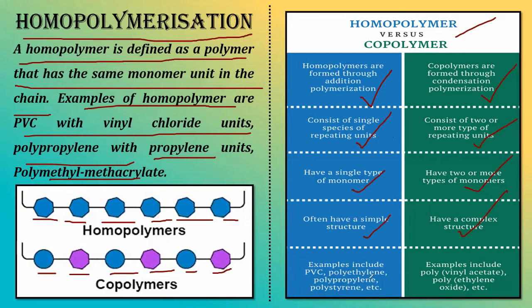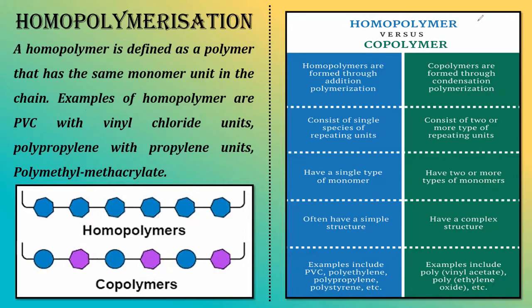Polyethylene is, the ethylene unit will be on and on. Polypropylene, polystyrene, propylene and styrene units will be on and on, right? Whereas here we are having polyvinyl acetate, polyethylene oxide, etc. These are the examples of copolymers, right? Okay, so that's how it is. Let us go to the next slide.